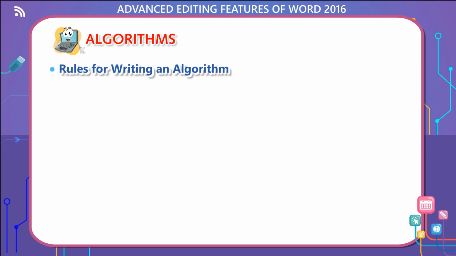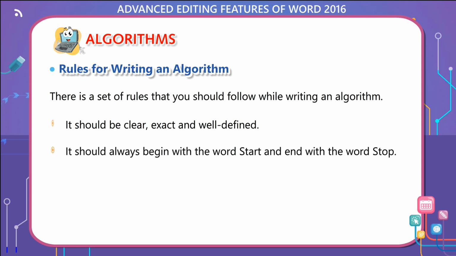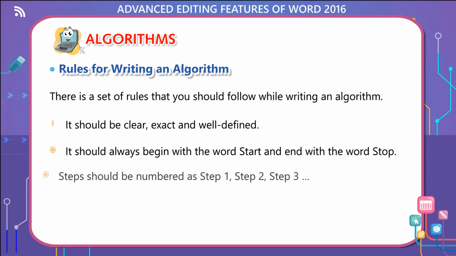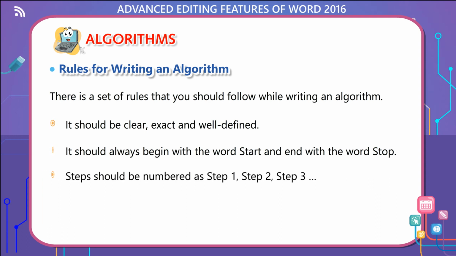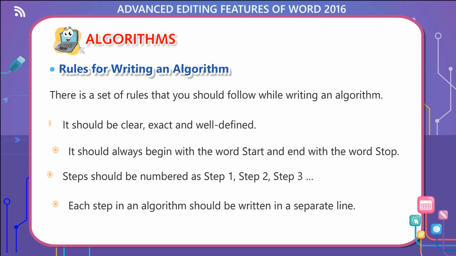Rules for writing an algorithm. There is a set of rules that you should follow while writing an algorithm. It should be clear, exact, and well defined. It should always begin with the word start and end with the word stop. Steps should be numbered as Step 1, Step 2, Step 3. Each step in an algorithm should be written in a separate line.